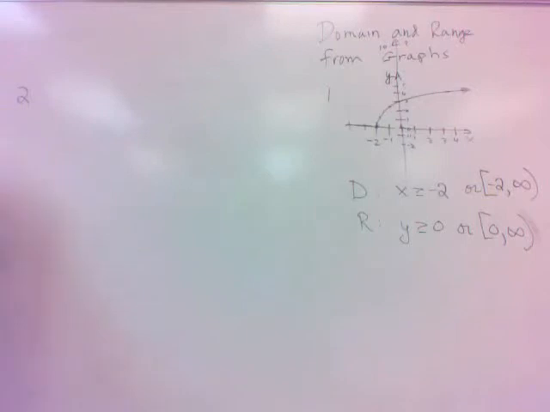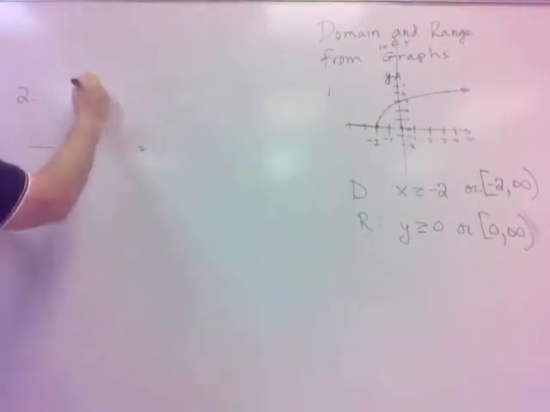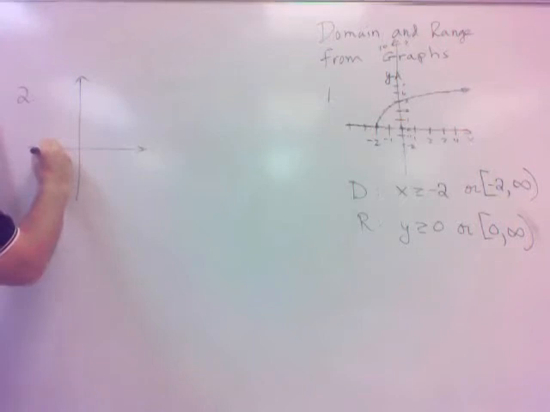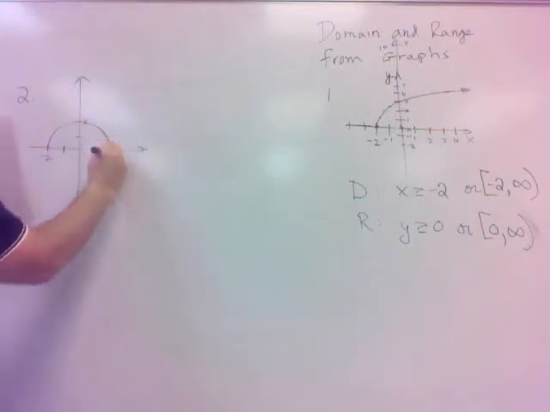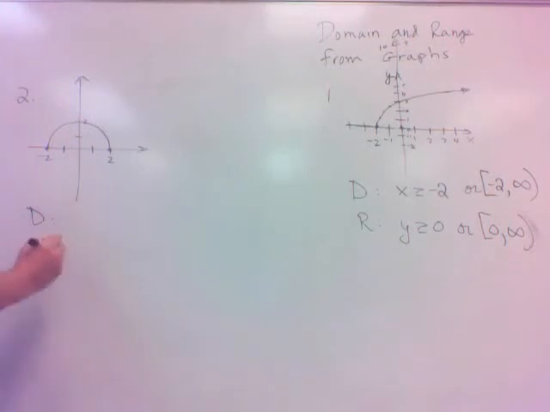Number 2, domain and range of this one. It's kind of a half circle, semicircle, so it goes from here to here, up to there. All right, so like I said, a semicircle. Start, stops right there. Nothing further. Domain and range of that particular graph.